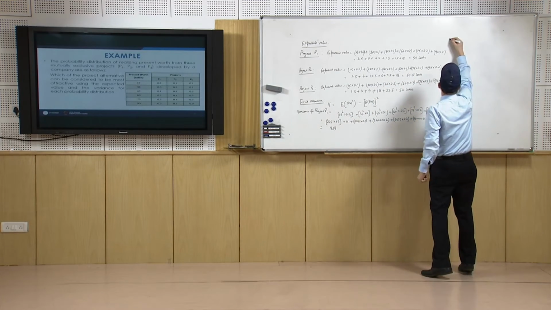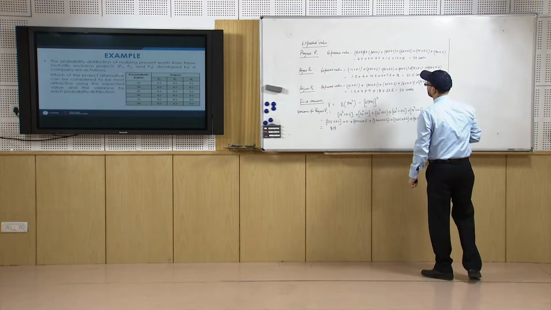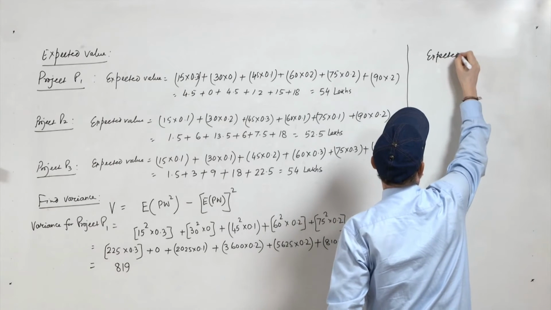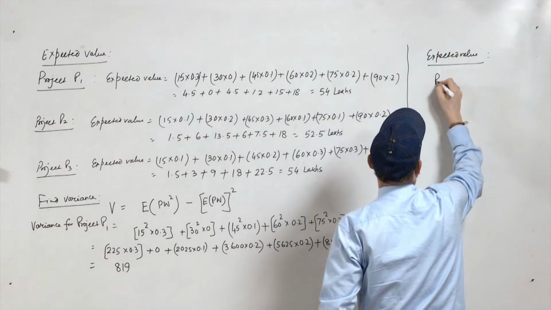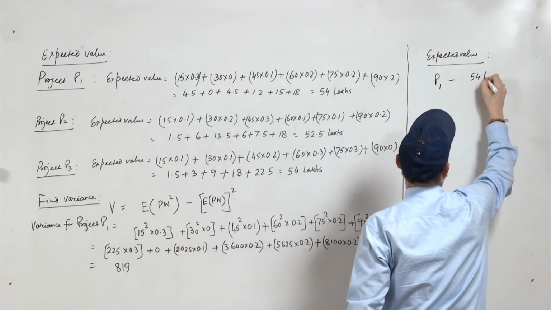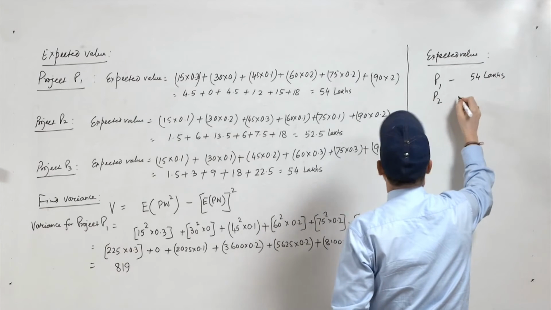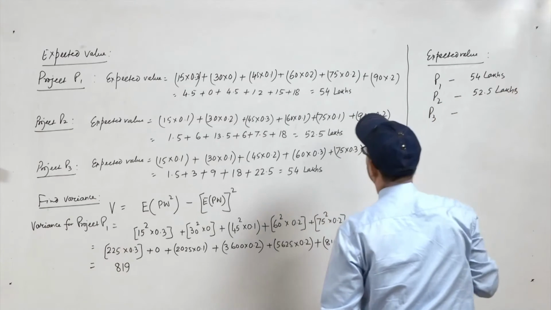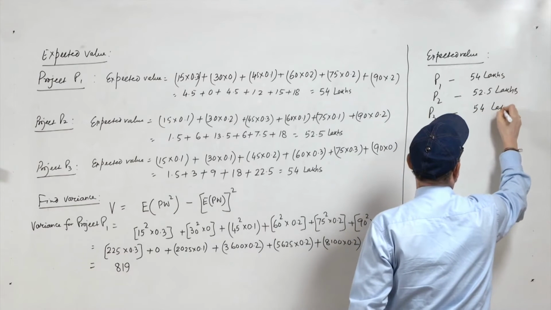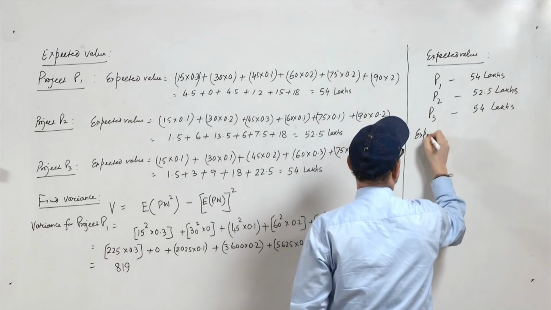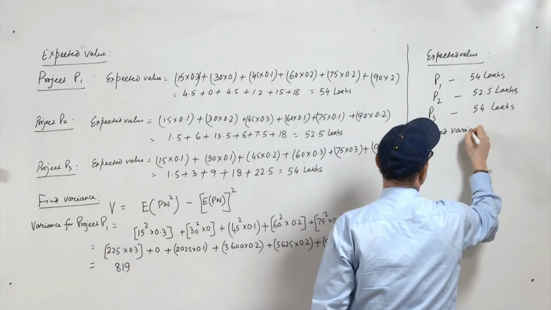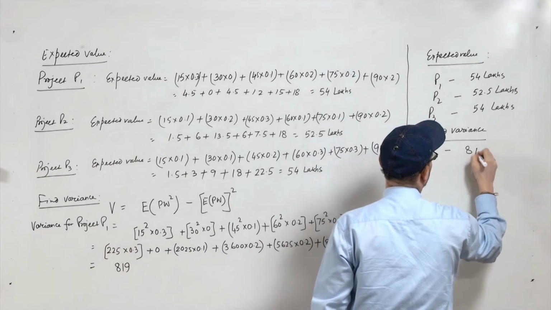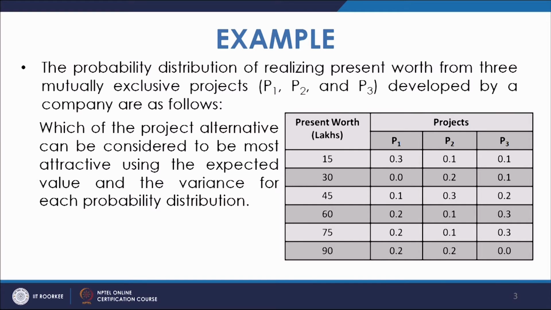Let us calculate variance for project 2. So, let us write here, we have the expected value of project P1 as 54 lakhs, P2 as 52.5 lakhs and P3 as 54 lakhs. We have got expected variance, we are calculating, and for project P1 it has come out to be 819. Now, we will calculate for P2 and P3.